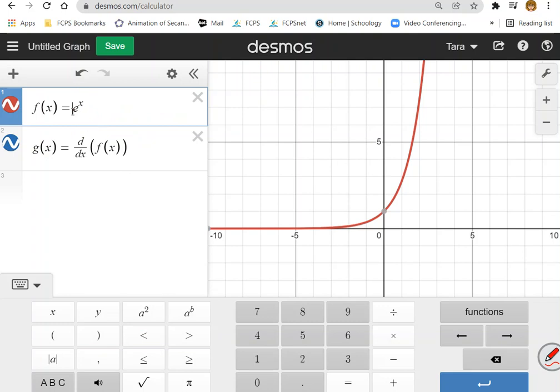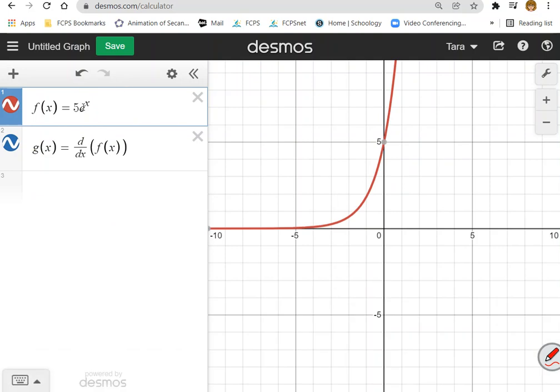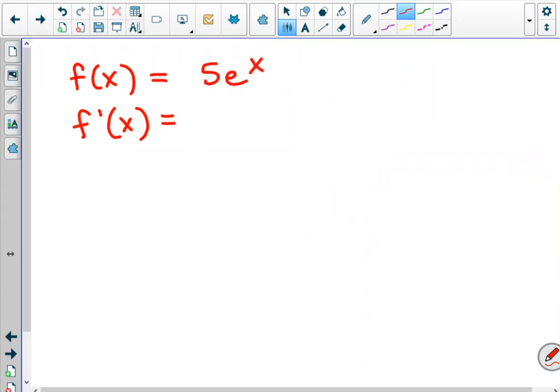If I make this 5e to the x, all that does is move the graph up 5, and, oh, okay, it looks like multiplying by a constant doesn't do anything exciting to the derivative. So not only is the derivative of e to the x e to the x, the derivative of a times e to the x is a times e to the x. An additional little constant factor doesn't change anything. Very boring.